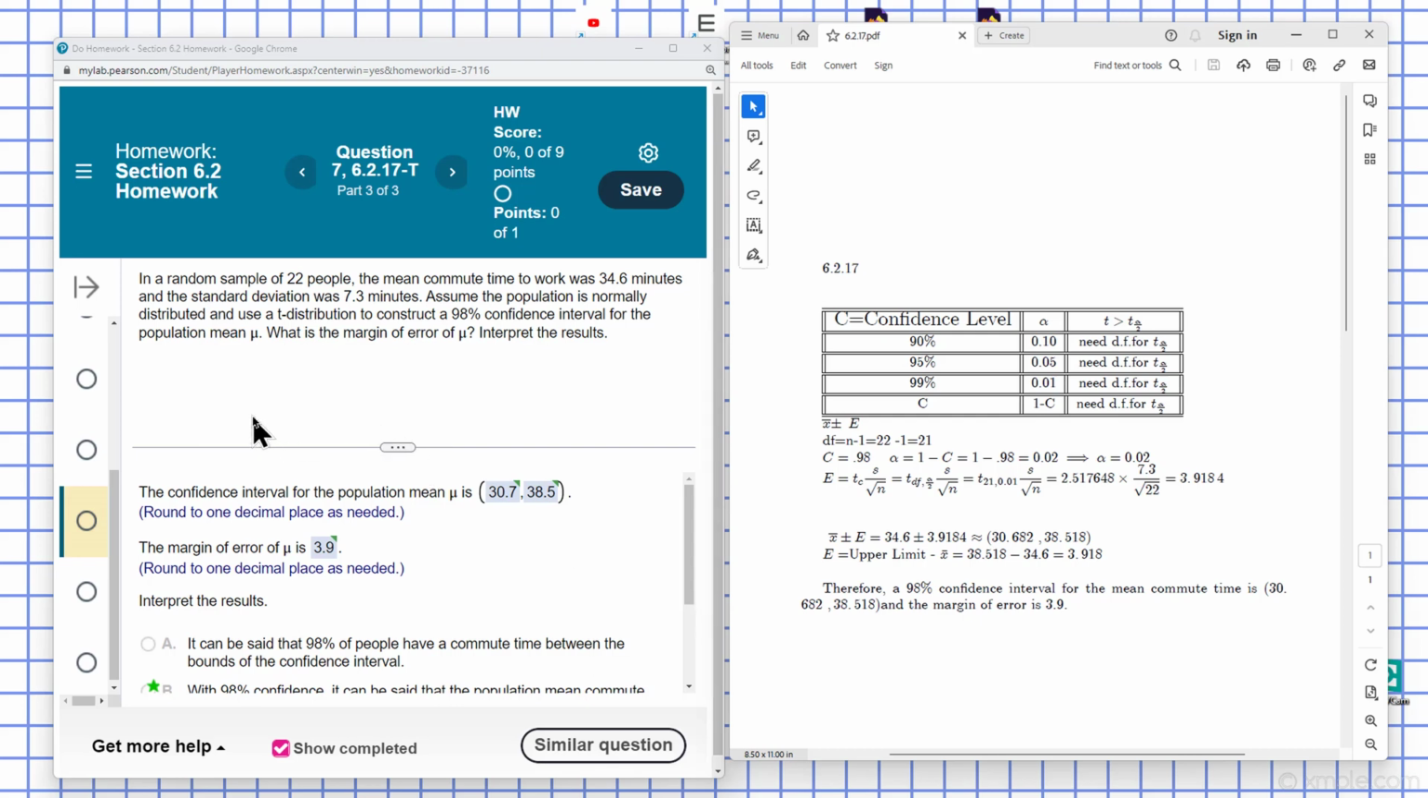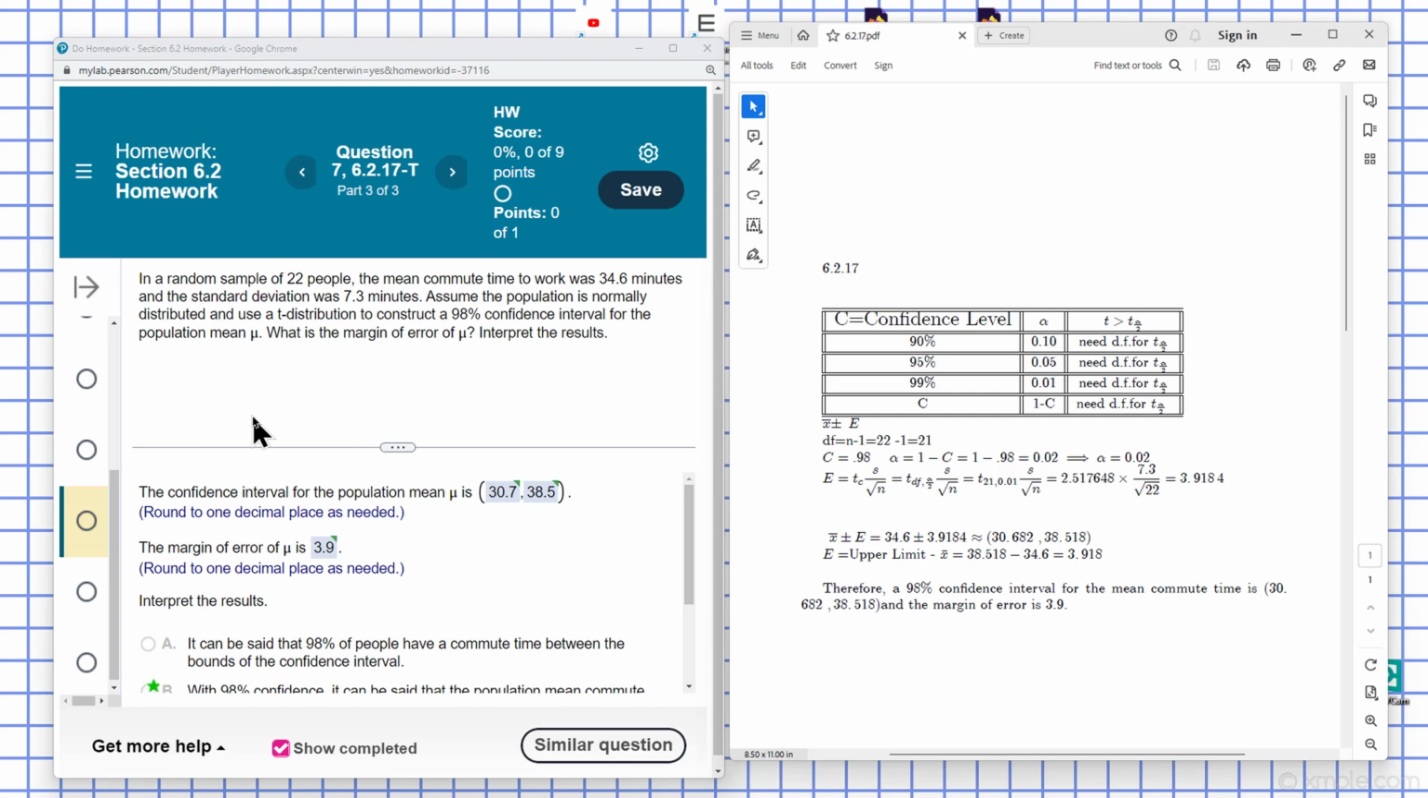Chapter 6, Section 2, Problem 17. In a random sample of 22 people, the mean commute time to work was 34.6 minutes and standard deviation was 7.3 minutes. Assume the population is normally distributed. Use a t-distribution to construct a 98% confidence interval. For the population mean mu, what is the margin of error of mu?